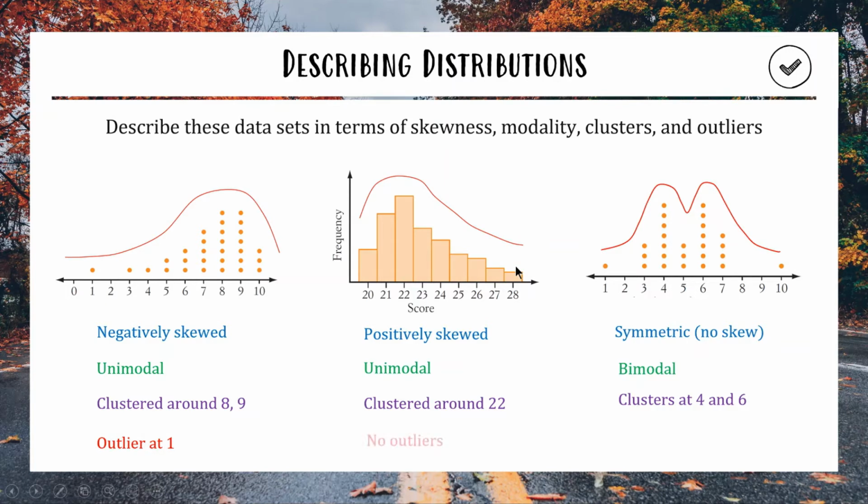For the middle data set, we don't see any scores that are separated from the rest of the group, so we say there are no outliers. And for our third data set, we can see a fair gap down to the 1 score and up to the 10 score. So we could classify both the 1 and the 10 as outliers in this data set.